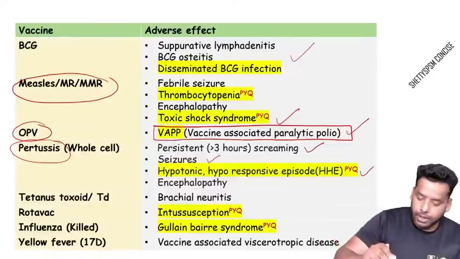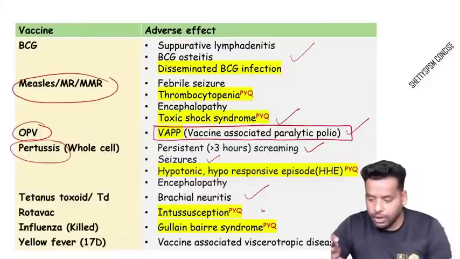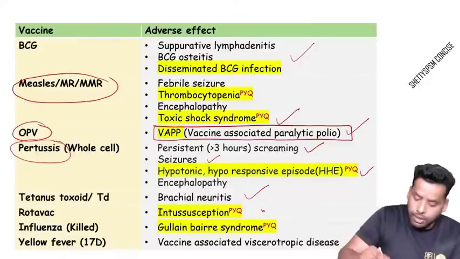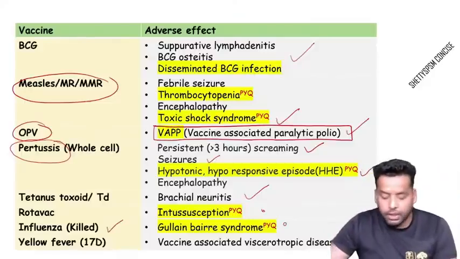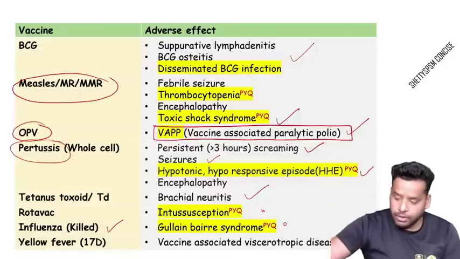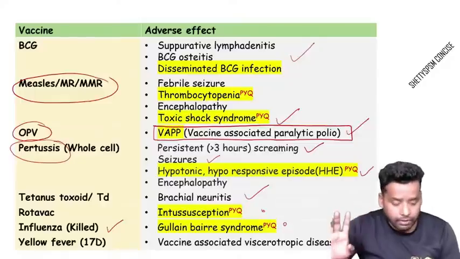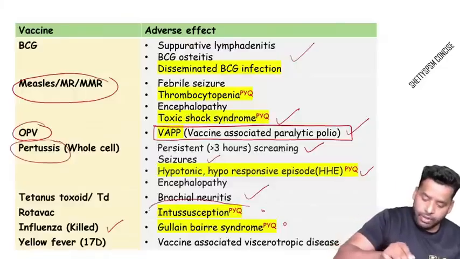TT can cause brachial neuritis. Intussusception, very, very important. Rotavac can cause intussusception. Guillain-Barré syndrome, killed influenza vaccine. What is the side effect of killed influenza vaccine? They will ask this question. It is Guillain-Barré syndrome. Killed influenza, not live influenza vaccine. Intussusception will be the side effect of Rotavac.